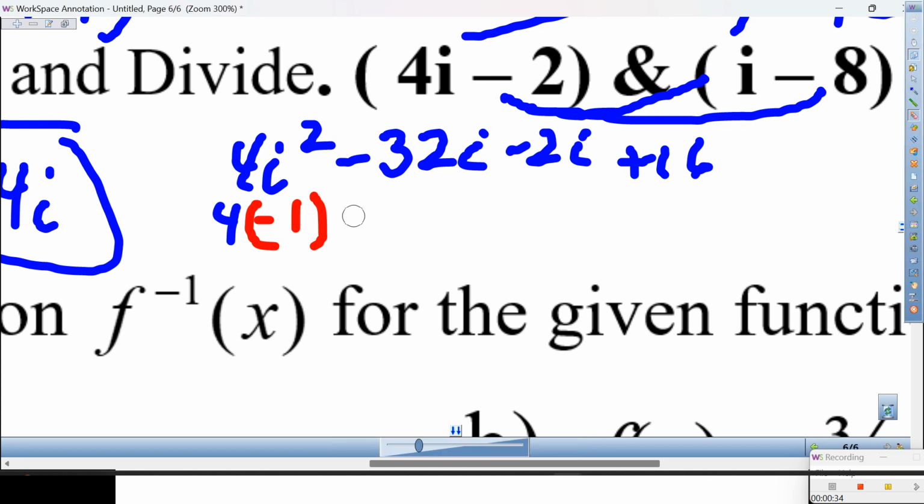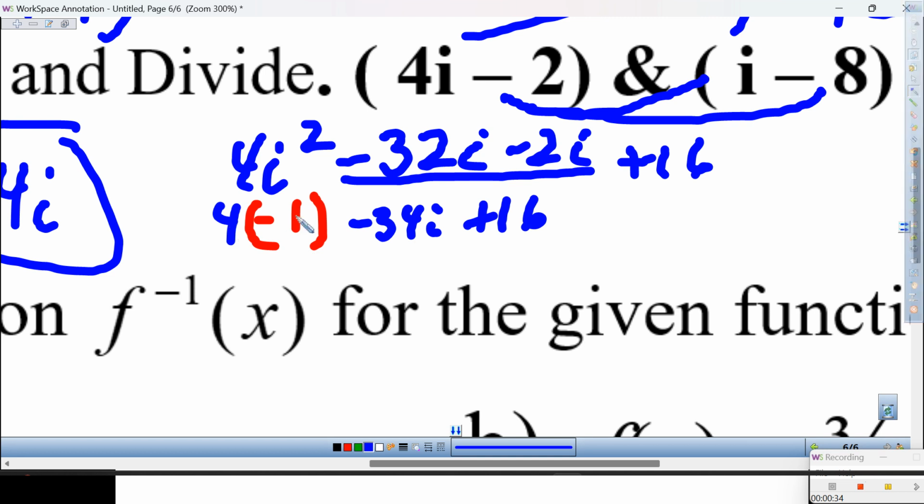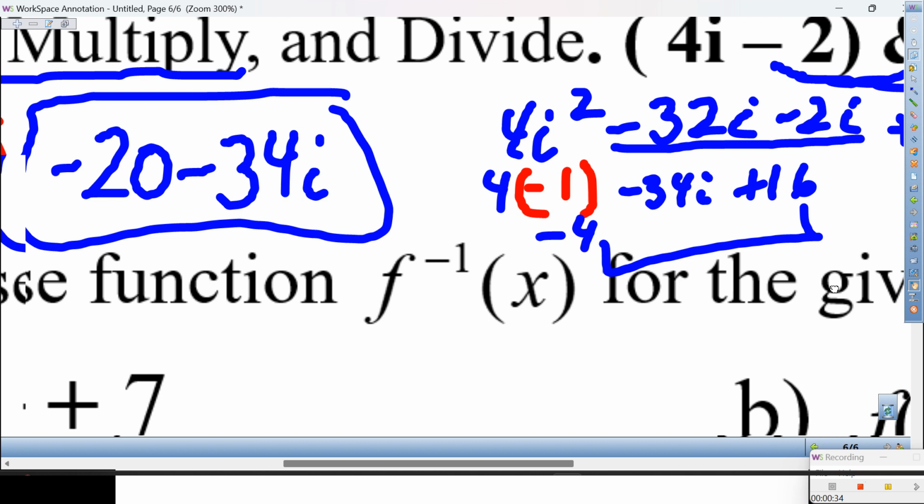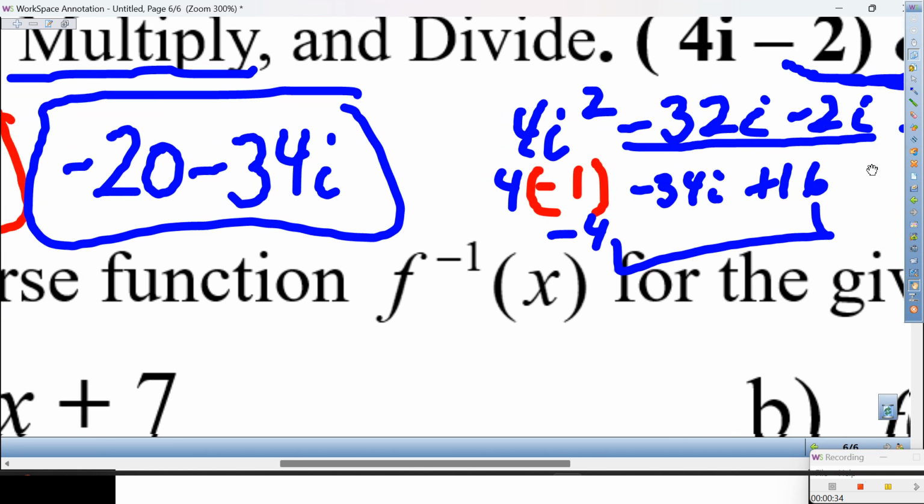Therefore, I bring down the 4. I'm going to combine like terms, might as well at this point. 32 minus 2, that's -34i. I bring down the 16. So 4 times -1 is -4. What is -4 plus 16? That's +12. So therefore, instead of negative 20, this should be positive 12 minus 34i. Hands if you got that. All right.